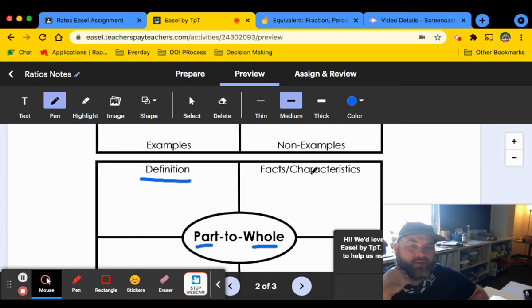So facts and characteristics of part to whole. So that's where you could use your equations. So remember, A to B, A to B. So that is an example of how they can be written, and there's one other way as well.